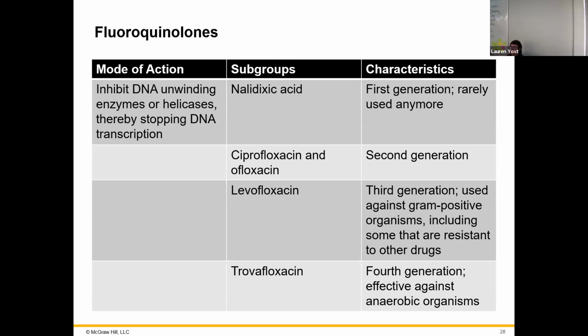If it ends in floxacin, it is a fluoroquinolone. Fluoro, F-L-U-O, but flow to me, flox, okay? That's how I remember that one. So those are DNA and RNA synthesis inhibiting drugs.